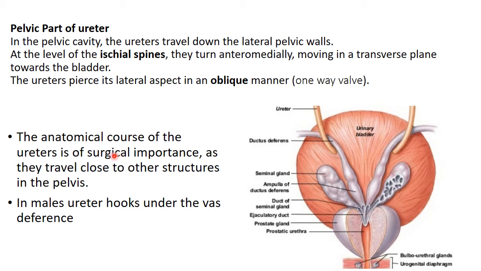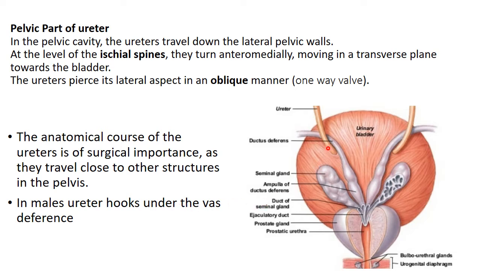Now, one should remember the course of the ureter, especially the surgeons, because there are so many structures in the pelvis and the surgeries are performed over here, and the ureter is related very closely to those structures. In male, the ureter hooks under the vas.